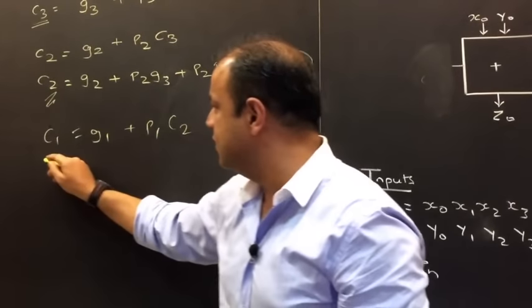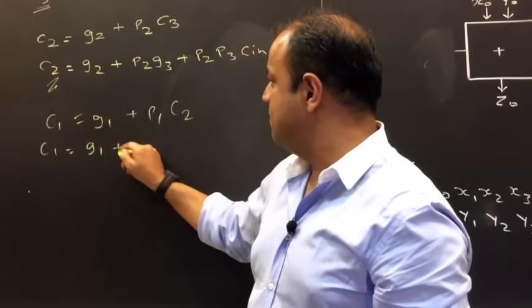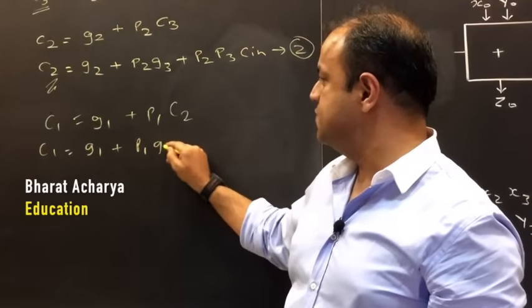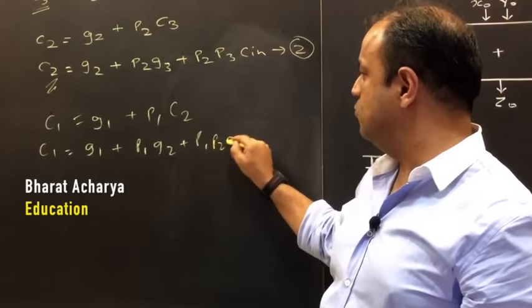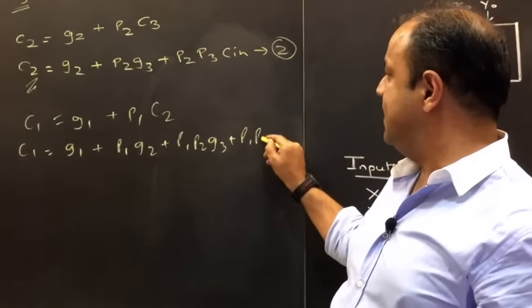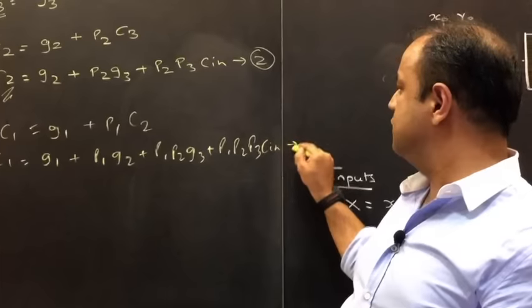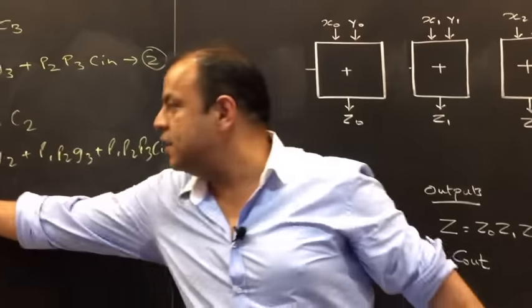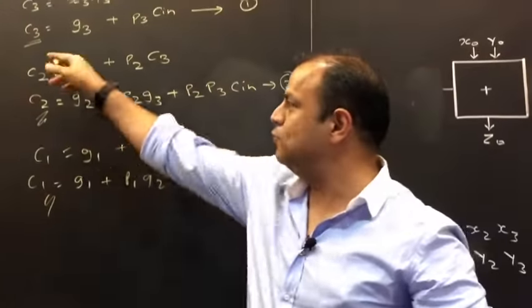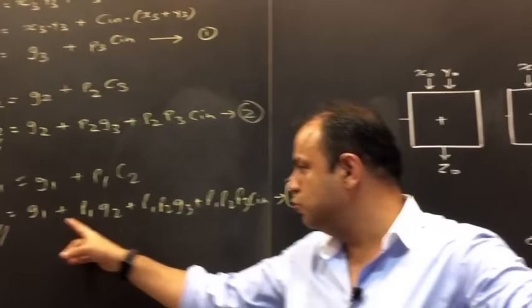Put that formula over here. C1 will be G1 plus P1, G2 plus P1, P2, G3 plus P1, P2, P3, C in. This is formula number 3. So what do you understand? You can produce C1, C2, C3, all of them using what?